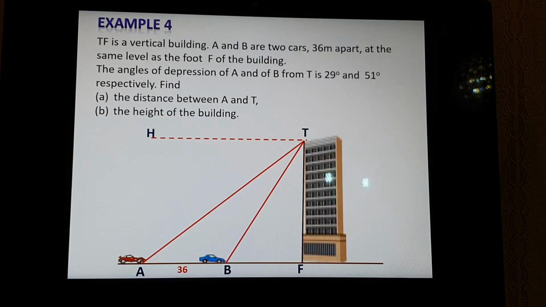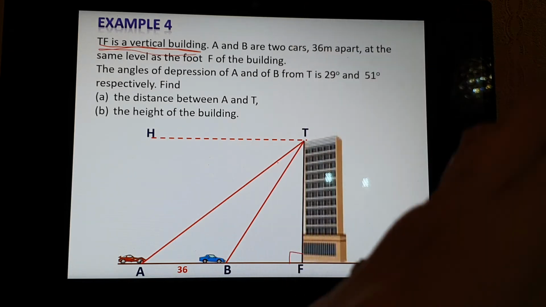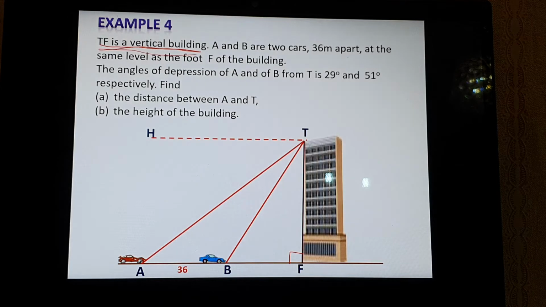Alright. Okay, next one. This one looks difficult, but it's actually not. You think simple. You think simple is not difficult. Now, TF is a vertical building. What are they trying to tell you? When they say vertical building, pole, whatever, they're trying to tell you that this is 90 degrees, where a vertical building or vertical whatever meets the ground. It must be 90 degrees.